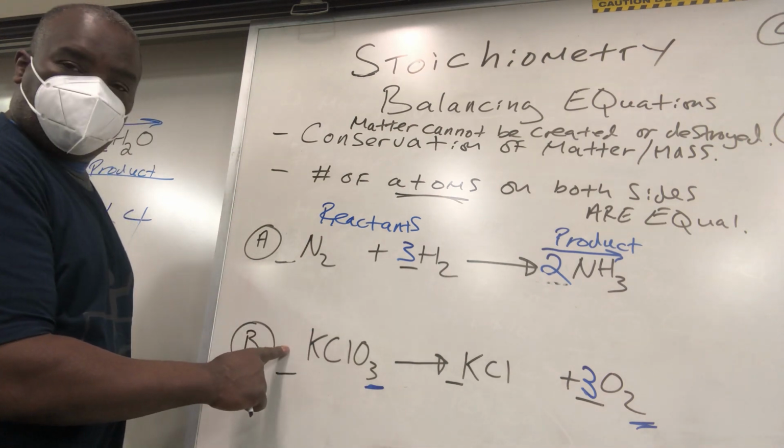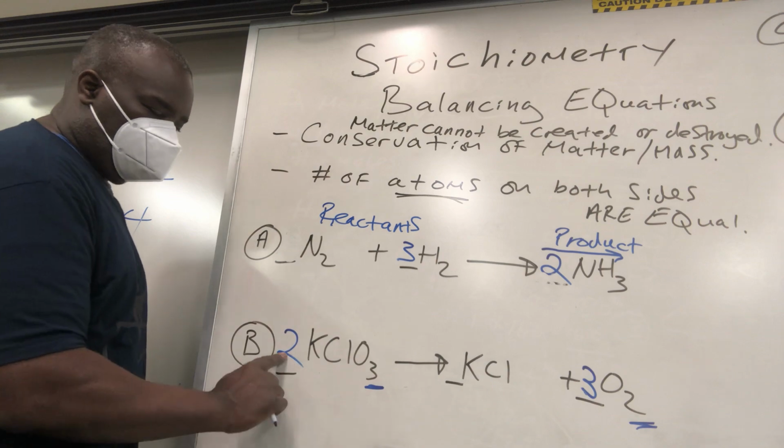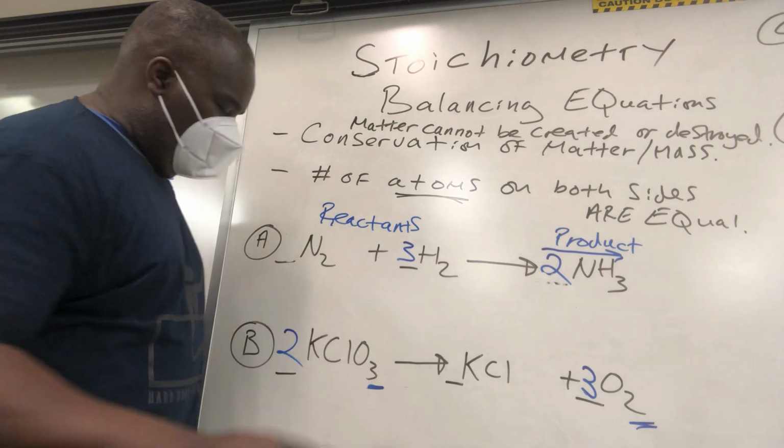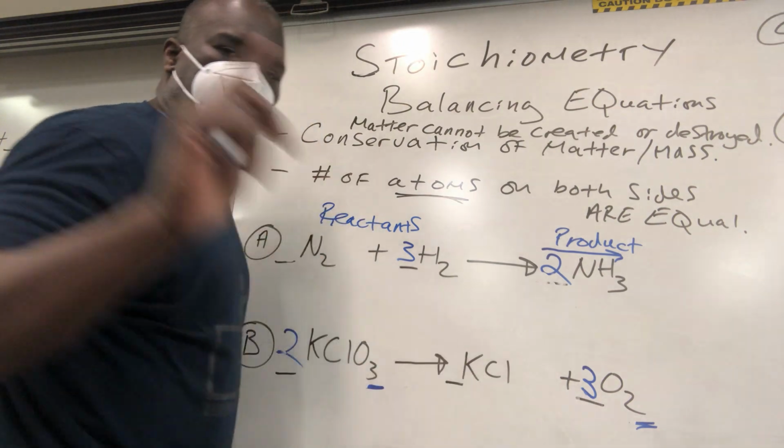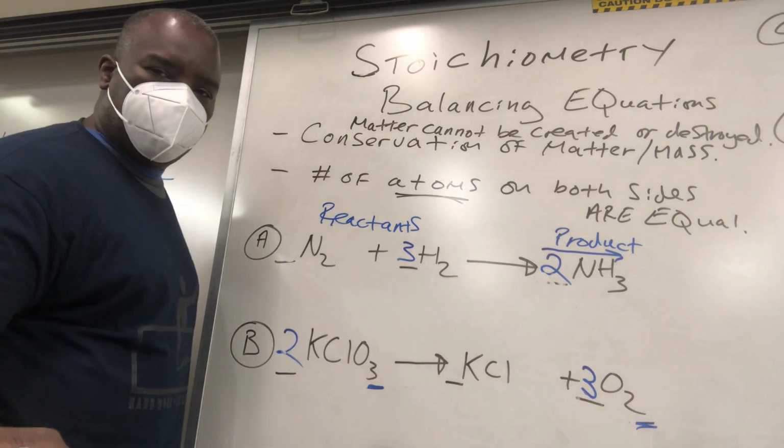I'm going to put a coefficient in front for 2, right? 2 times 3 is 6. So now I got 6 oxygens here. 2 times 3 and 3 times 2. My oxygens are okay, all right?